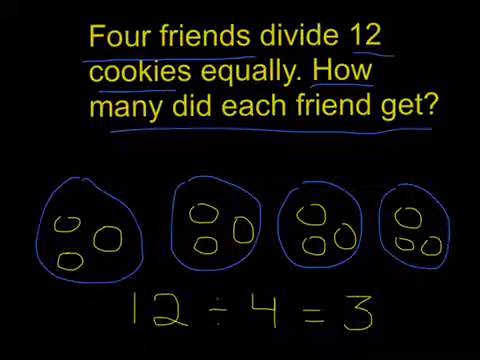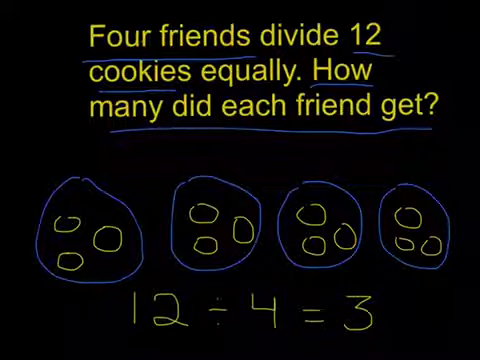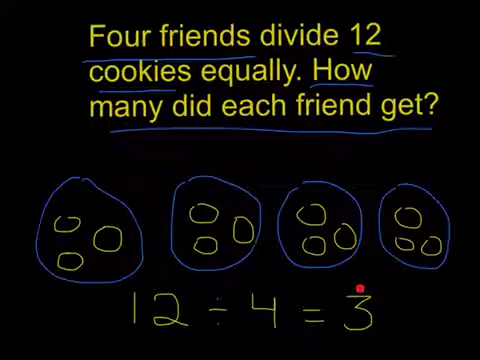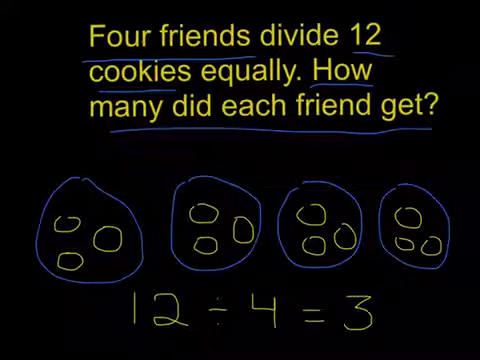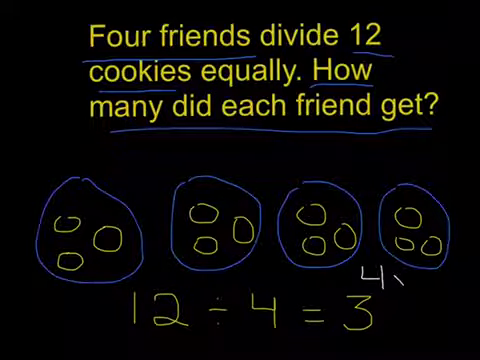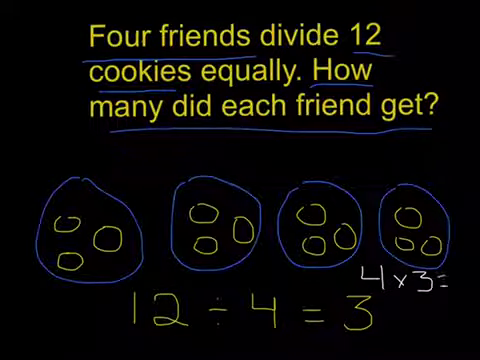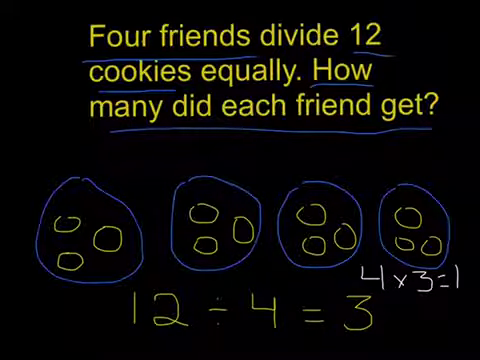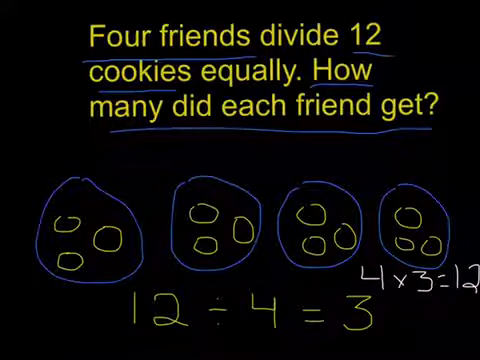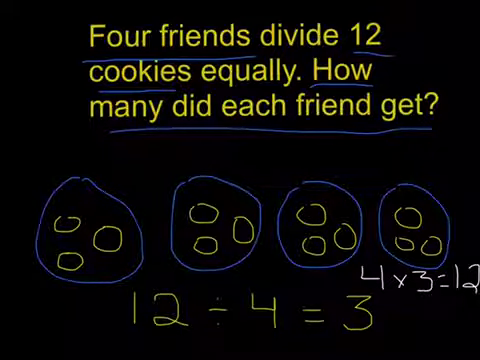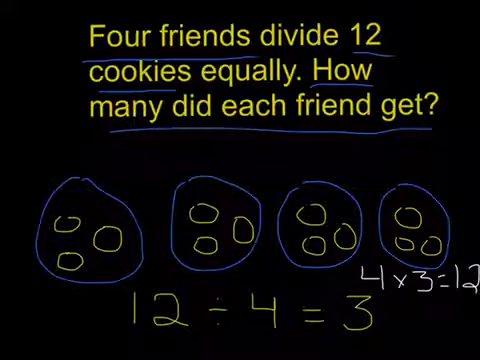Now let's think if that's reasonable. Think about what we know about multiplication. We can check our division problem by using multiplication. Look at the work we did. We made 4 groups of 3 cookies. And what is 4 groups of 3? Well, the answer is 12. So I know from my use of multiplication that my division problem is correct.